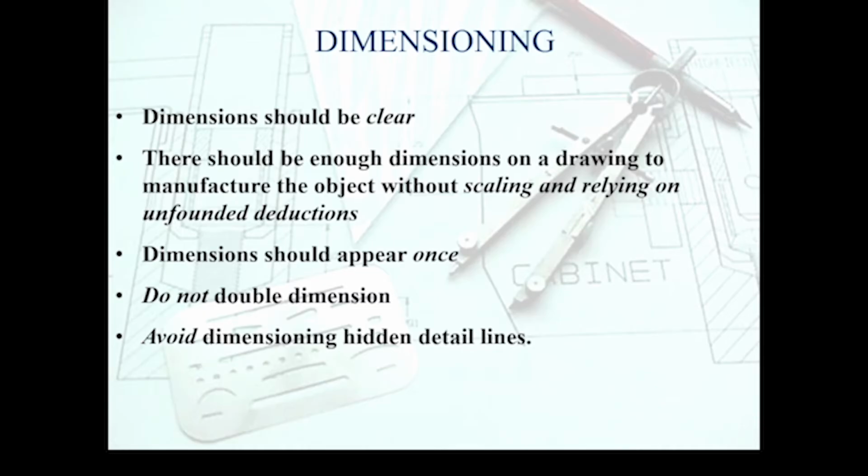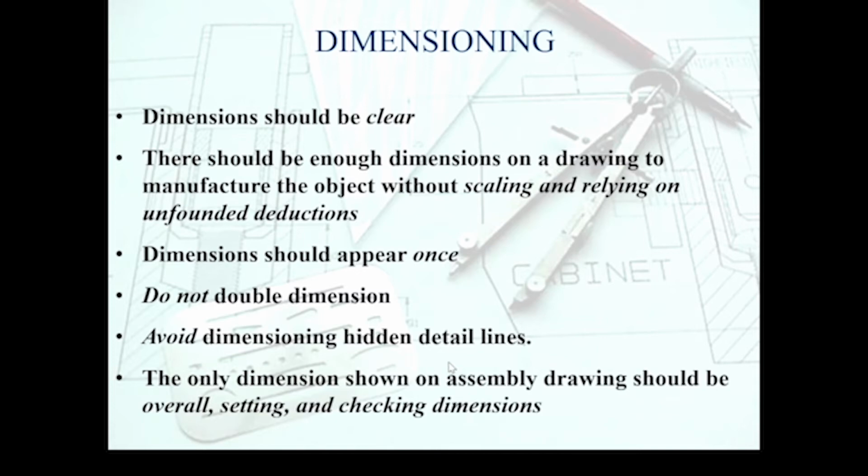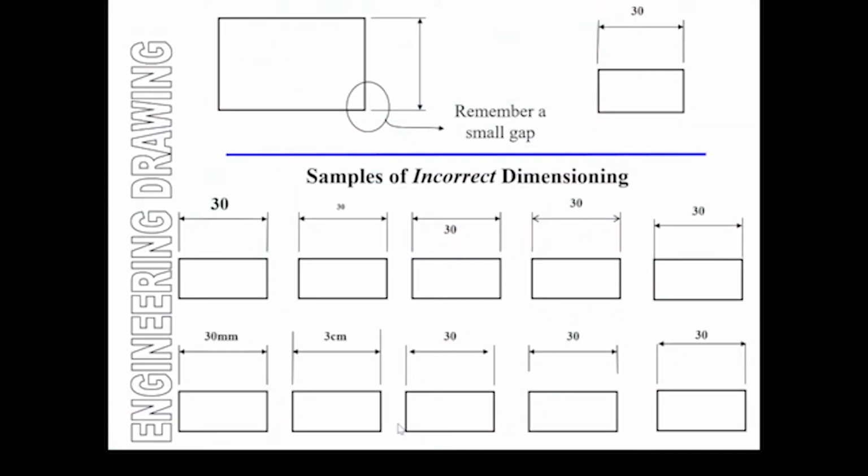Never ever dimension hidden detail. There is a very strong reason behind this statement, because hidden details are not true details. They are concealed within an object. So we try to avoid dimensioning hidden details completely, and the only dimensions shown on an assembly drawing are the overall dimensions or the checking dimensions. So never detail dimension the assembly drawing either. Once again, we can get carried away with dimensioning, because it's so easy to do in the CAD package.